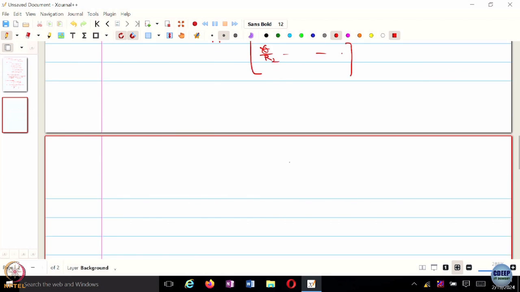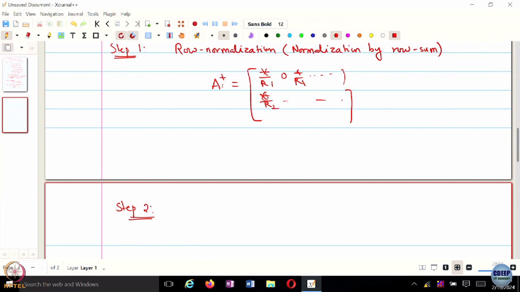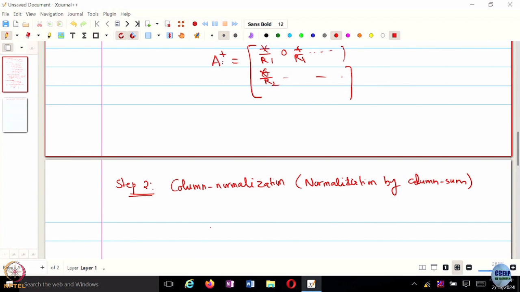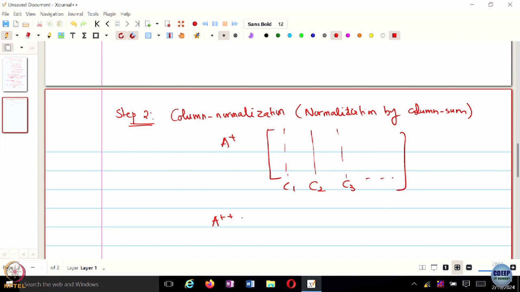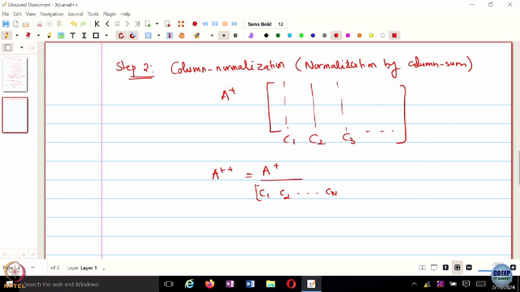Step 2 is column normalization, or normalization by column sum. So for this A plus matrix that you have now obtained, you are going to obtain column sums. Let's say these column sums are C1, C2, C3 and so on. You construct a new matrix A++, which is just A plus divided by these column sums C1, C2, so the respective columns are divided by the column sums. So now it becomes column stochastic. But then it need not be row stochastic anymore, right? Because now you have divided by column sums, so it need not be row stochastic.